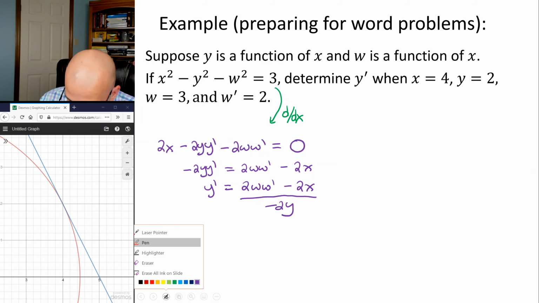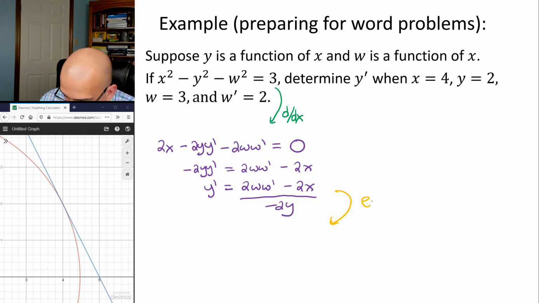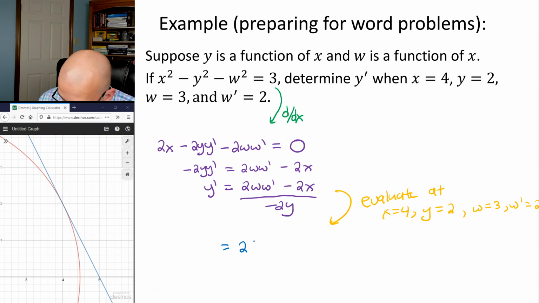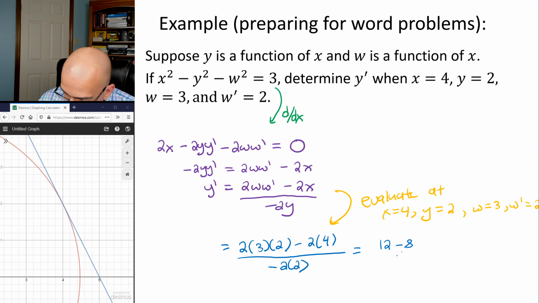Now we will evaluate. Evaluate at x equals 4, y equals 2, w equals 3, w prime is equal to 2. And we get 2 times 3 times 2 minus 2 times 4, all divided by negative 2 times 2. So 2 times 3 times 2, 12, minus 8, or negative 4. We get 4 over negative 4, which is negative 1.